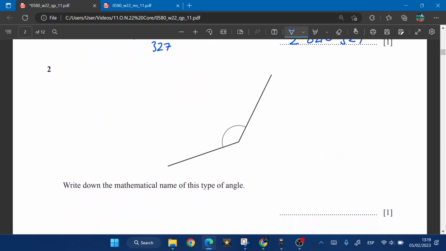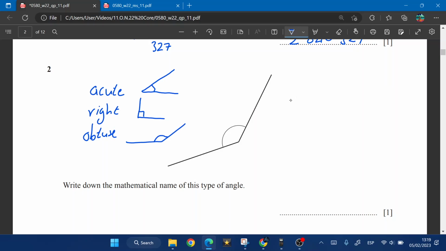Next one, the mathematical name. Remember the mathematical names for the different angles. First there is the acute one, which is less than 90 degrees. Then of course you got a right angle, which is exactly 90. And the one we have here, obtuse. Bigger than 90, smaller than 180. And the last one, reflex. That's when we go all the way, more than 180. So this one here, obtuse. Learn those by heart.